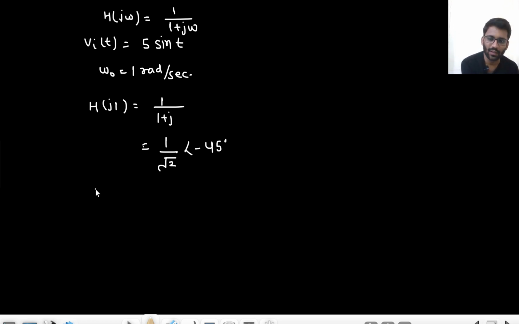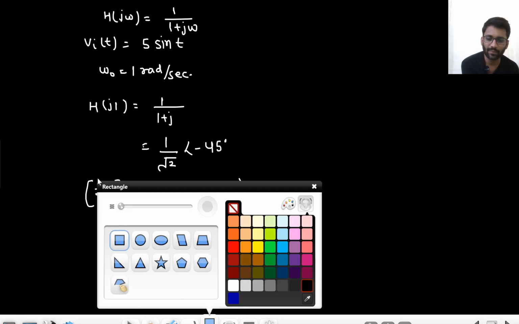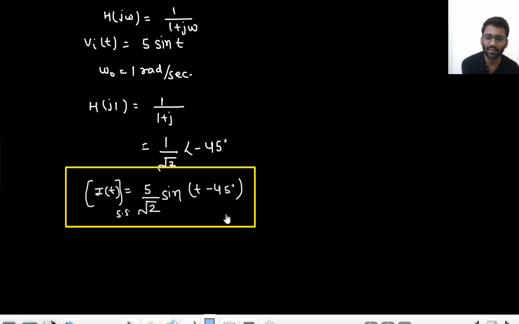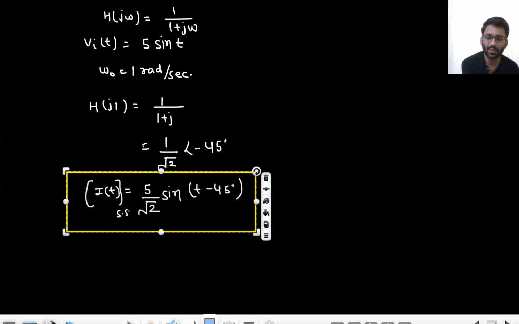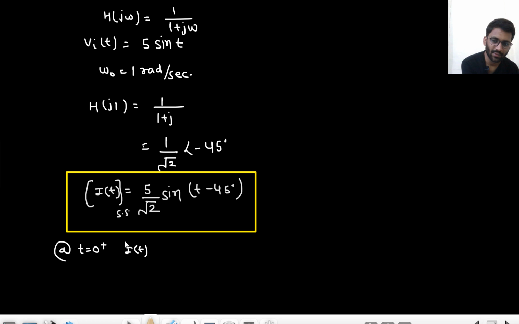Okay, so what will be your I of t? What is the input? 5 sin t u(t). So 5 by √2 sin(t minus 45 degree), but this is just a steady state response, right? Now what do you expect at t equals 0 plus? The i(t) steady state is minus 5 by 2.